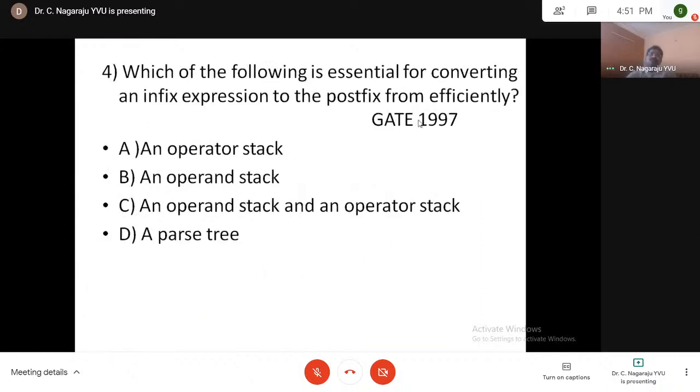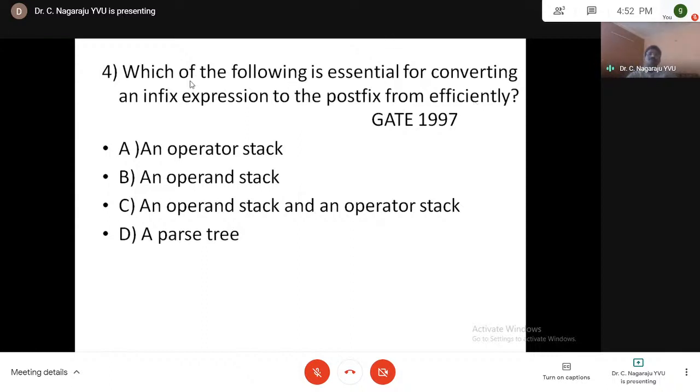So the fourth one, GATE 1999. Which of the following is essential for converting an infix expression to postfix efficiently? In stacks we have studied infix expressions, evaluation of postfix expressions, conversion from infix to postfix, and conversion from infix to prefix notation, right? In some languages the intermediate form is prefix notation, but in most languages the intermediate form is postfix notation.